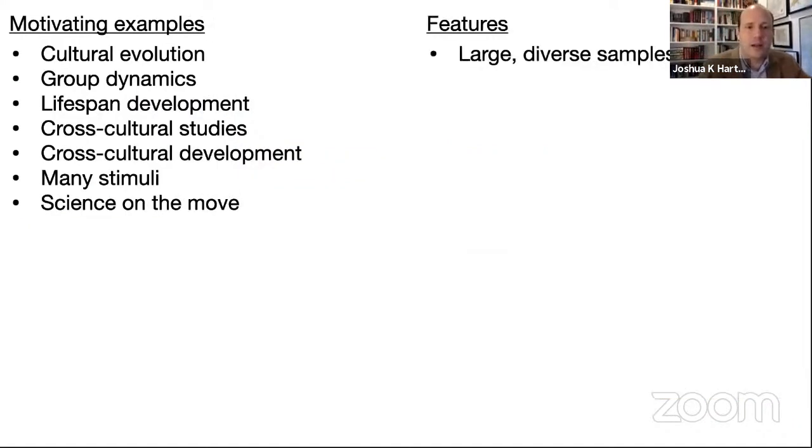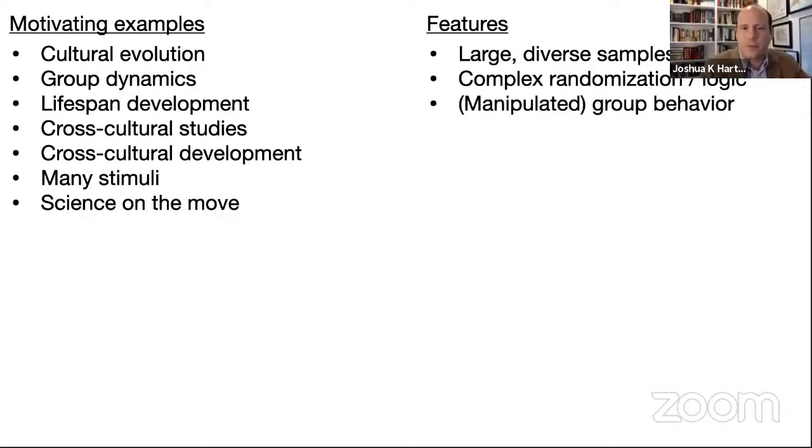So some features of these motivating examples: a number of them really made good use of large diverse samples, and some complex randomization or logic. Also manipulating group behavior, in ways that are really hard to do in the laboratory, in part because, I don't know how many people here have done group experiments, but your biggest problem is people not showing up, so you don't have enough people for the group. Then obviously it's hard to actually intervene on the group behavior in the way that we saw. And also these dense longitudinal studies.